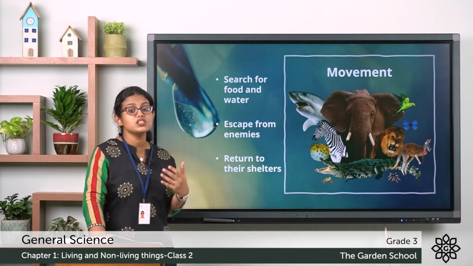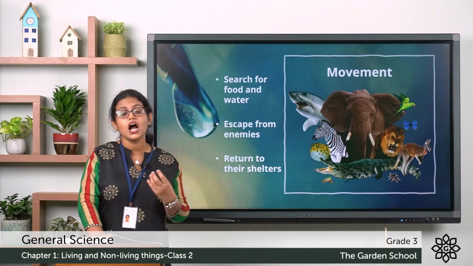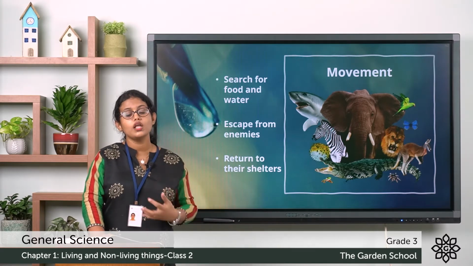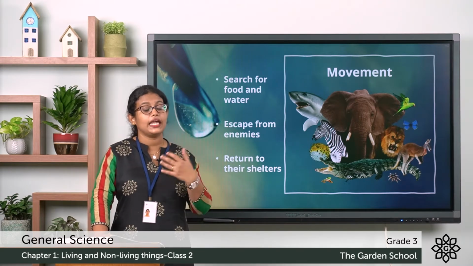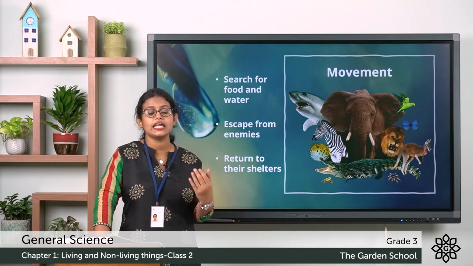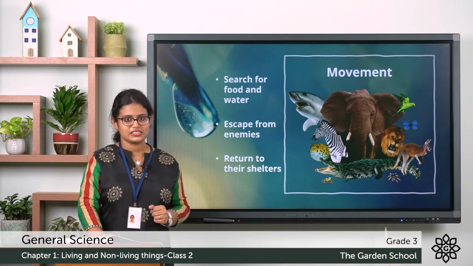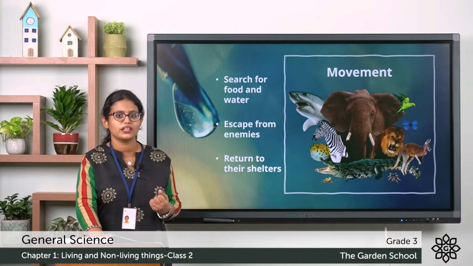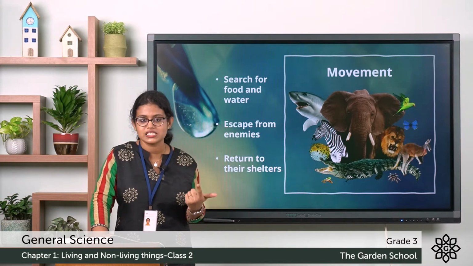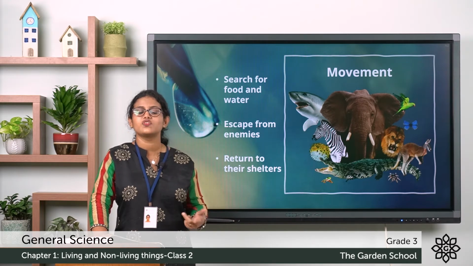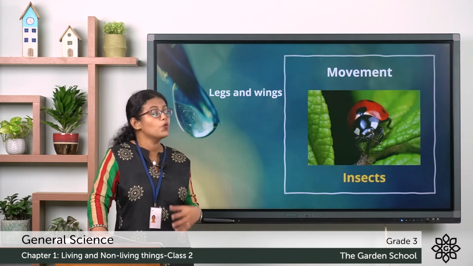Then, to return to their shelters. There are animals which cannot adapt to the harsh climatic conditions, so they move to longer distances. And when the weather condition is favorable, they again come back to their habitats, to their place. So, animals move in search of shelters. Animals move from one place to another for different reasons: in search of food and water, to escape from enemies, and in search of shelters. Different animals move in different ways.